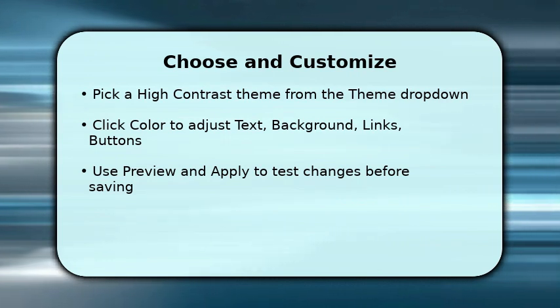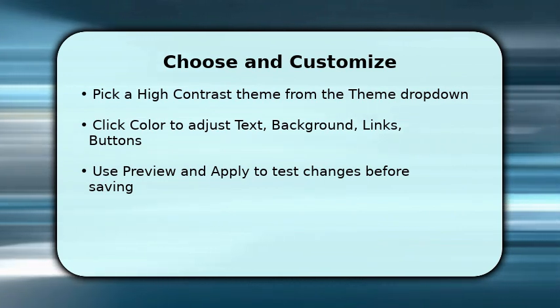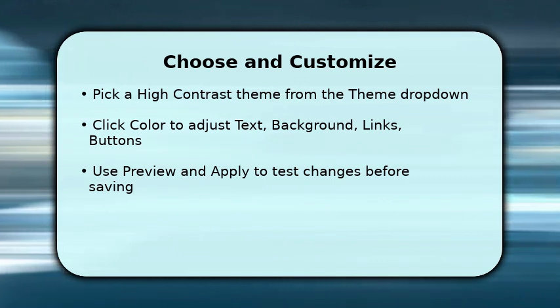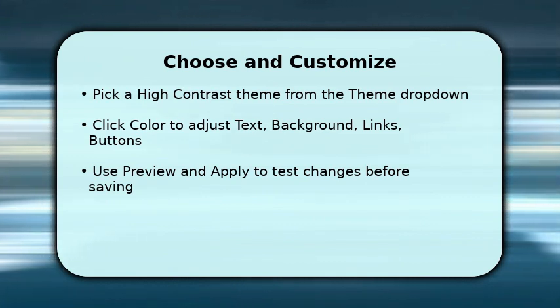You then click each color box to set text, background, links, and buttons. This controls legibility and emphasis. After you change colors, use the preview area and click Apply to test how apps and menus behave. If something looks off, adjust individual colors rather than switching themes, because fine-tuning keeps readability consistent across programs.